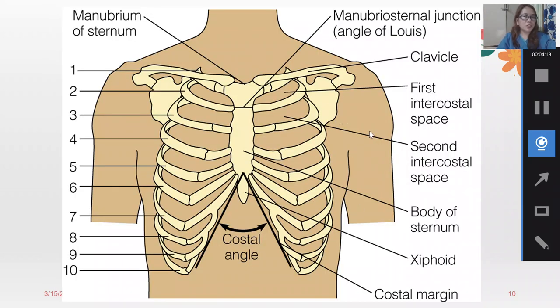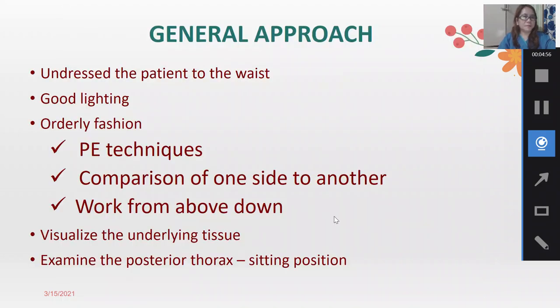Okay. So, you need also to remember the following part of the thoracic cavity, no? Yung kung nasaan ang manubrium of the sternum, the 10 ribs, okay? Yung angle of Louis, the clavicle, yan kung nasaan ang 5th intercostal space, especially when you locate for the apical pulse. So this is very important na makikita nyo yung mga location na yan. Okay.